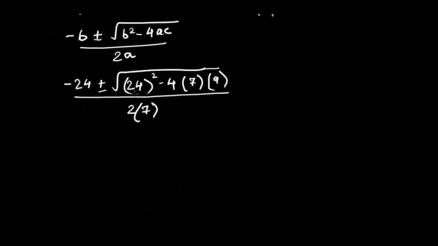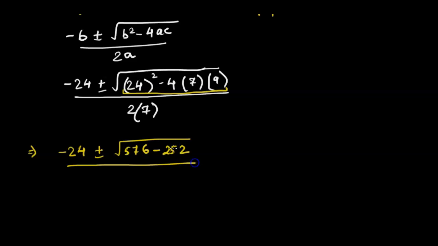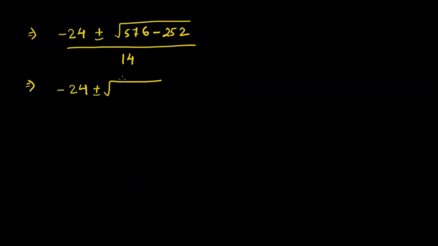Now the first thing we do is solve everything under the square root sign. So negative 24 plus or minus goes as is. Inside the square root, we have 24 squared, which equals 576, minus 4 times 7 times 9, which is 252. The whole thing is divided by 2 times 7, which is 14. 576 minus 252 gives us 324. We take the square root of 324 and we get 18.